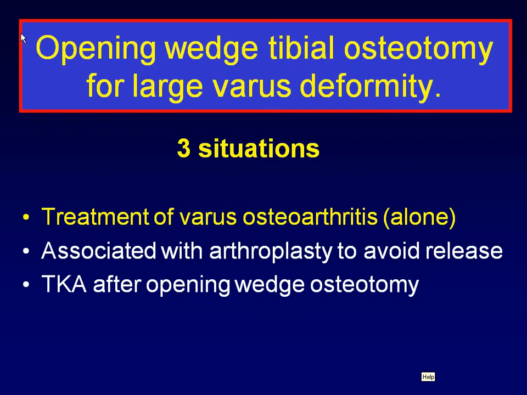Probably you have 3 situations. Of course, the treatment of a varus osteoarthritis; I will not speak about ACL insufficiency. There is another situation today: the association with arthroplasty to avoid release with a large varus deformity, and I perform at the same time, the same day, the same operation, high tibial osteotomy and total knee arthroplasty. And the last point you have to know is how to deal with the total knee arthroplasty after you have performed an opening or closed wedge osteotomy.